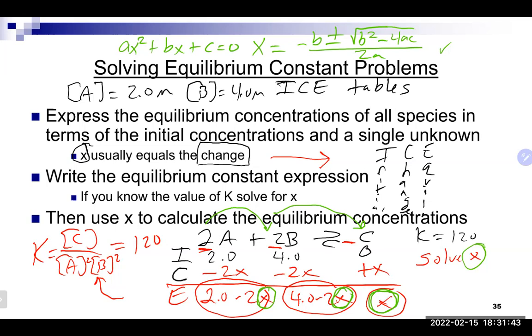This guy over here. So for C, we would put in there, all right. If we were to solve this, we're not because it's kind of crazy, but basically we would take the x, which is our C, right? We would then divide it by 2.0 minus 2x, and I ran out of room, but times that on the bottom by 4 minus 2x. And that would all equal the 120. You got to solve for x.